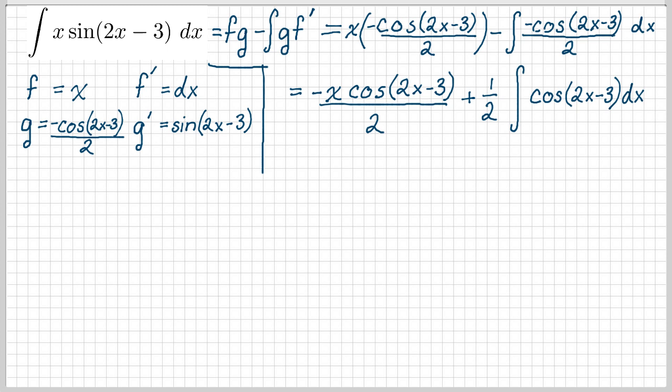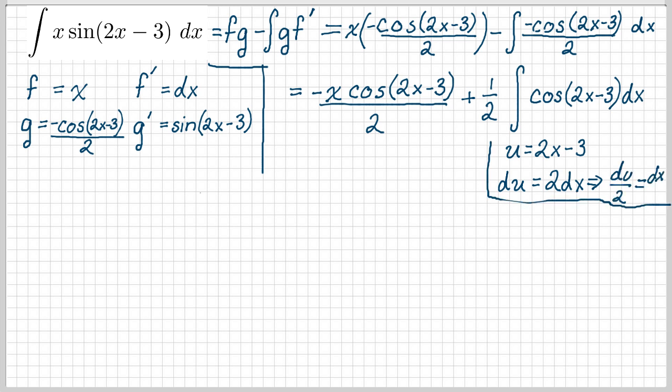And so now I need to finish by taking the integral of cosine of 2x minus 3. So that is the same u sub that I would have done to find g from g prime. It's just I'm taking the integral of cosine now rather than sine. So I'll let u be 2x minus 3. And then du is just 2 dx, which makes du over 2 equal to dx. All right, so that's what I'm going to be subbing in.